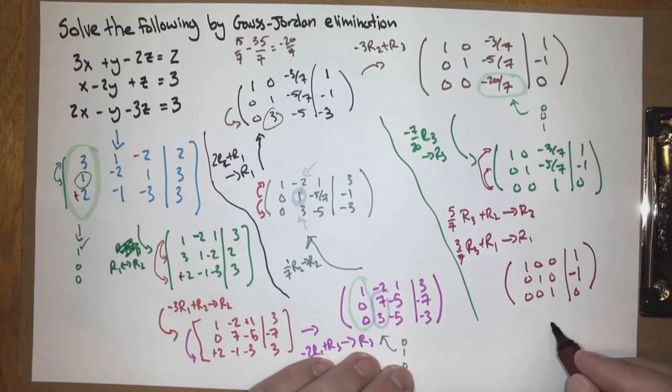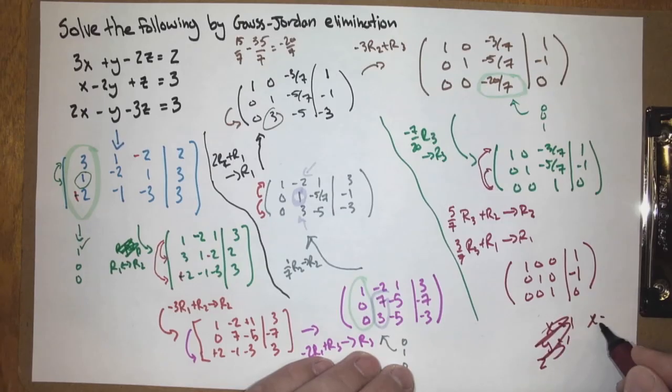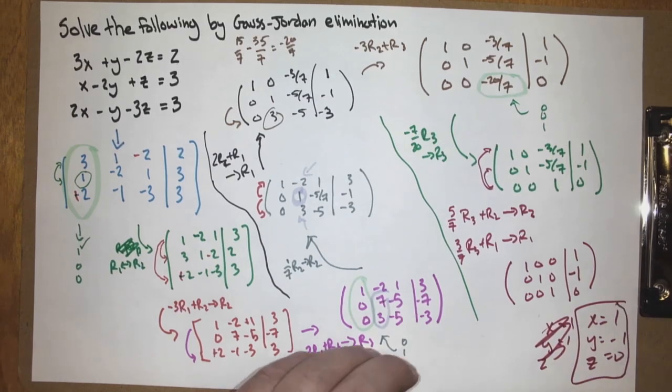So what's our solution? x equals 1, y equals 1. Sorry, y equals negative 1. Make it more clear, negative 1, and c equals 0. And there we go. Straightforward, right? Great. All right, we'll do more practice next time.